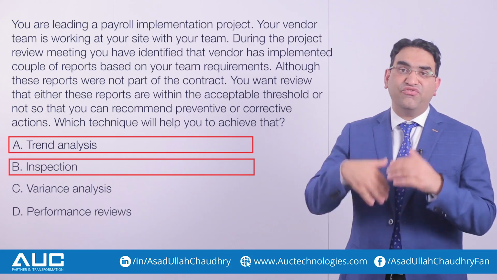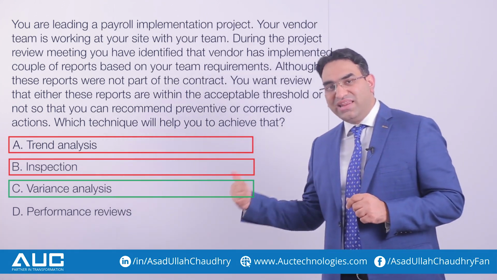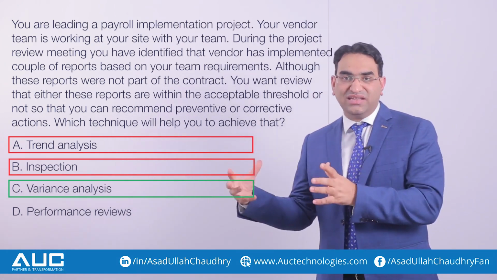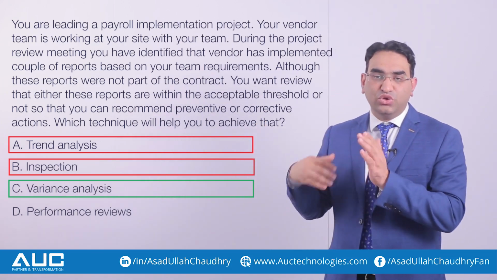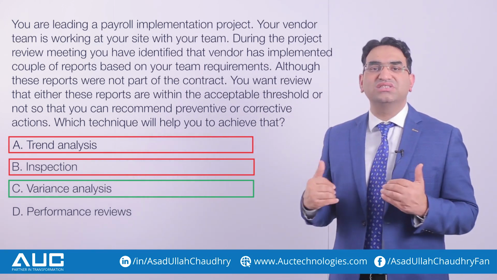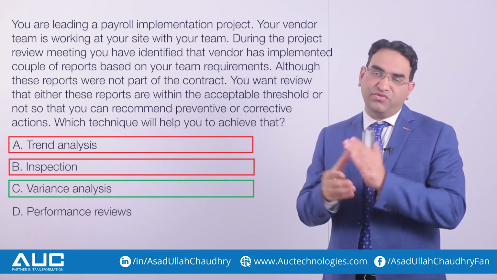Option number C says variance analysis. Yes, this is the right answer, because variance analysis helps us to understand what the variances are in terms of the scope, what we have planned, what we have achieved, and what the new requirements are. Are the new requirements or changes within this specific threshold or not? So this is the target of variance analysis during the control scope process, and that's what we need to use.